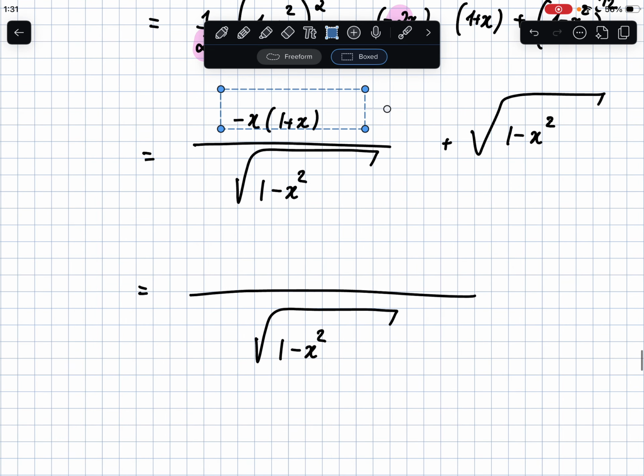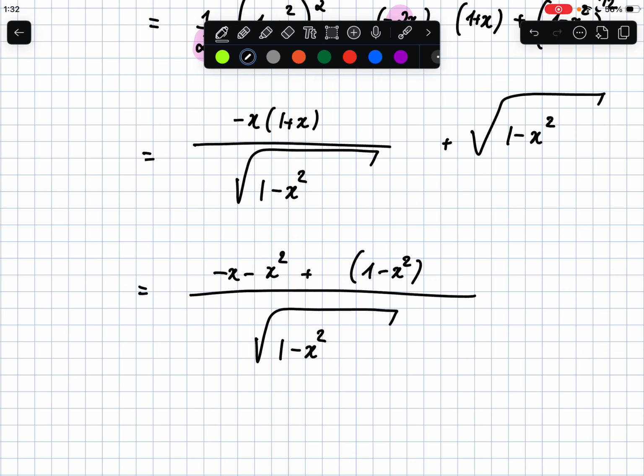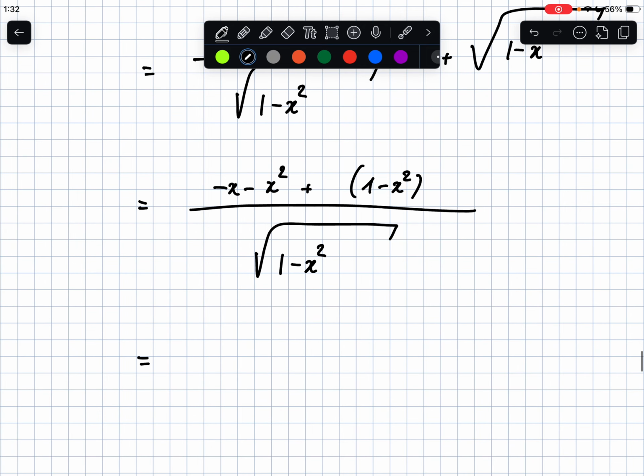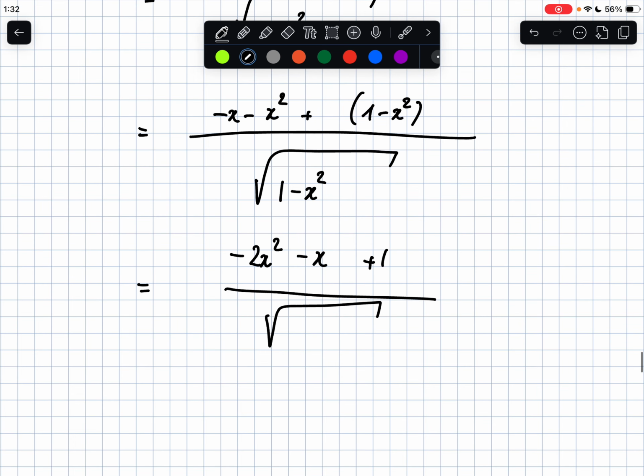Here we have minus x squared plus 1 minus x squared minus 2x squared minus x plus 1 over 1 minus x squared.